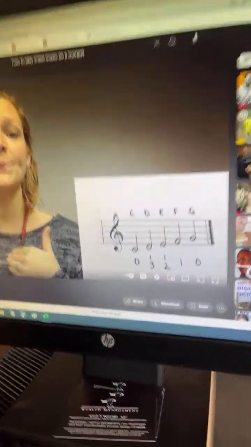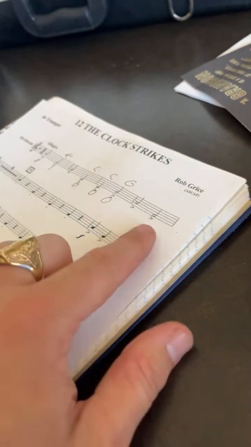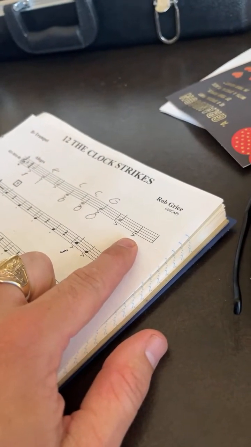Show you guys, we're looking at what these are, but on sheet music. Okay, do you have any of those? I'm looking.